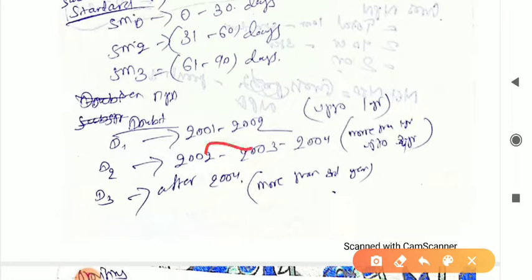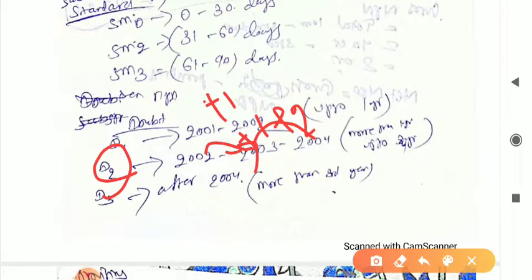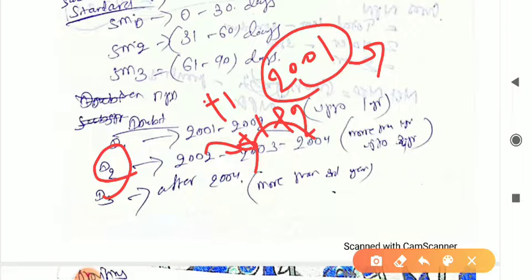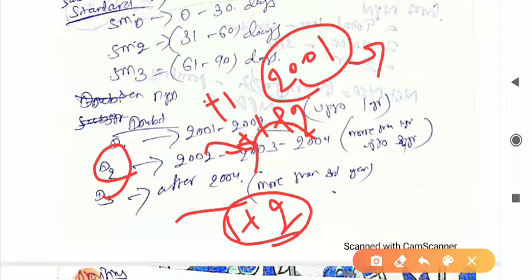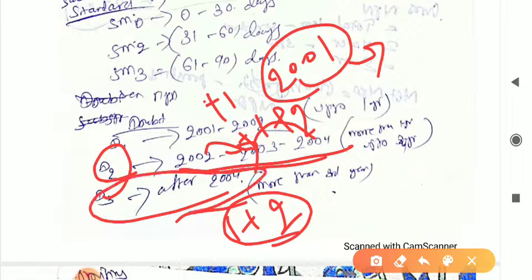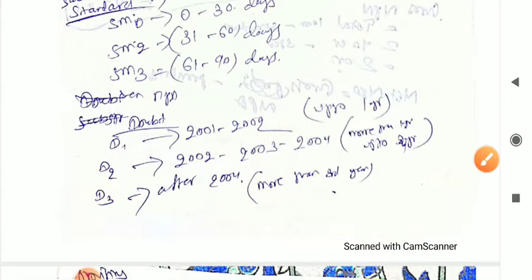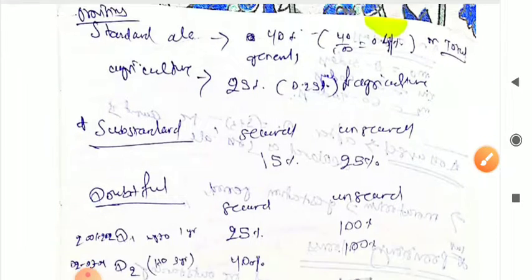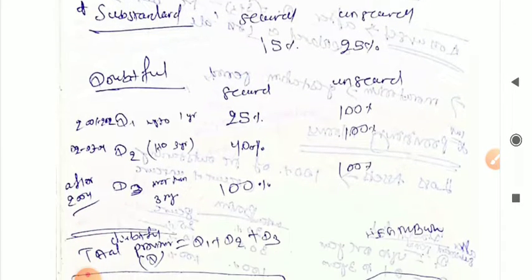And next, 2002 to 2003, 2003 to 2004, that will be D2, right? Next 2 years, here plus 1, here plus 1 plus 2 years. So if 2001 is the base year, then after more than the third year, that means 1 plus 2 is complete, after D2 the account will become D3, doubtful 3, right?